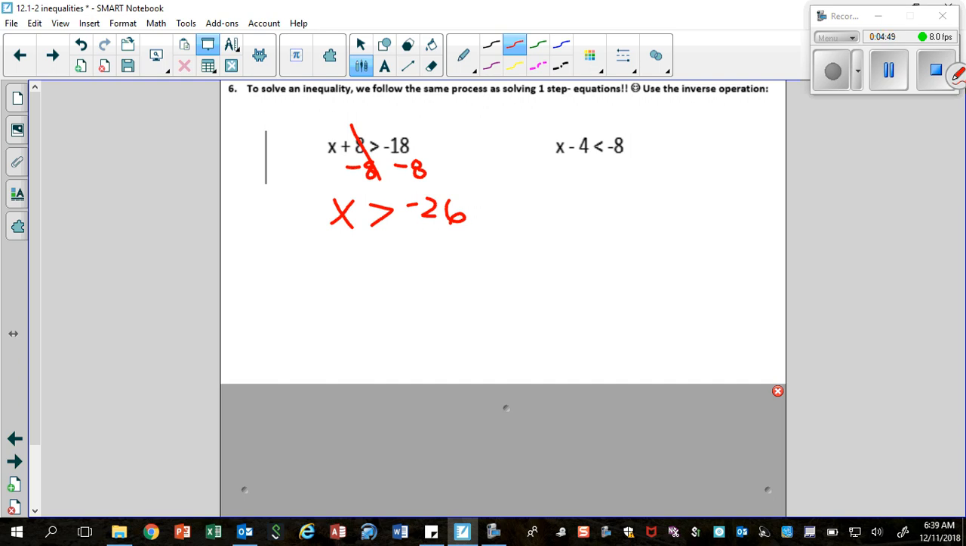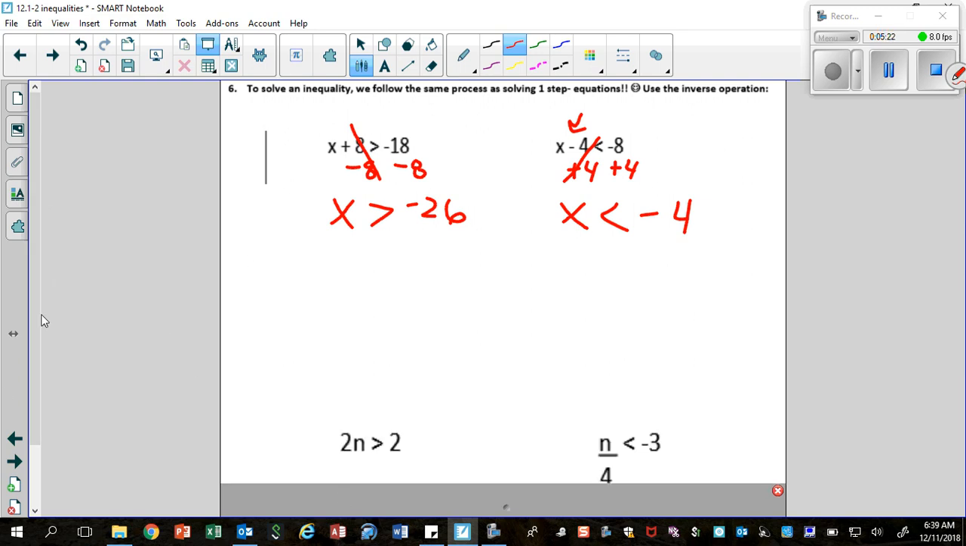Looking at the next one, x minus 4 is less than -8. In order to get x by itself, we need to add 4 to both sides. Negative 4 plus 4 cancels out. We're left with x is less than, go ahead and calculate negative 8 plus 4. Should get negative 4.